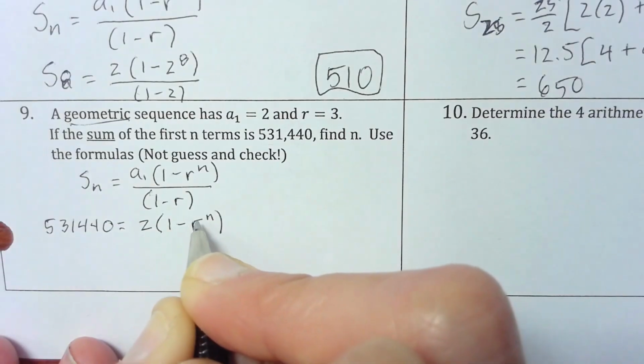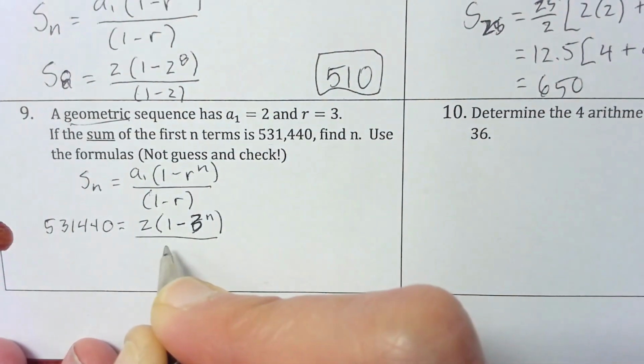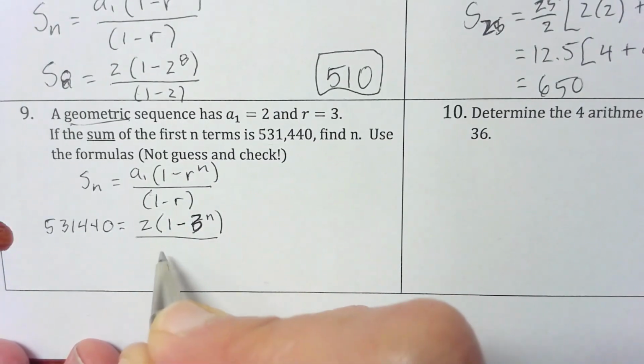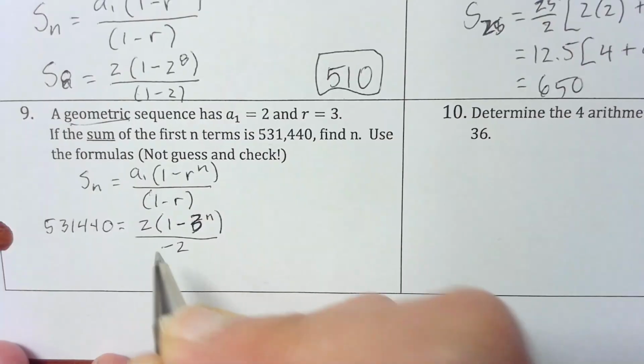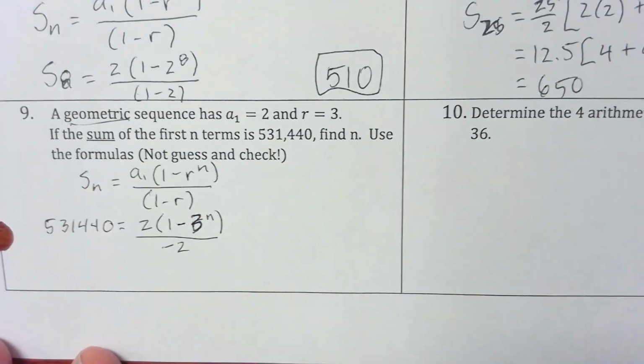Oh, I do know r. It's 3. So let's put a 3 there. All over 1 minus 3. I hope it's okay. I'm just going to put negative 2 right now. Wait, is our class going to be based on... I don't know. I'm making a video real quick, so hold on.